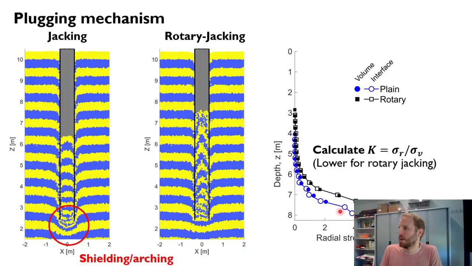Based on this information, we can also calculate a K value, which is the ratio of radial stress to vertical stress. It is in this case lower for rotary jacking, and we can use this information to do some plugging analysis of the pile, because most of the time we don't know what value to use.